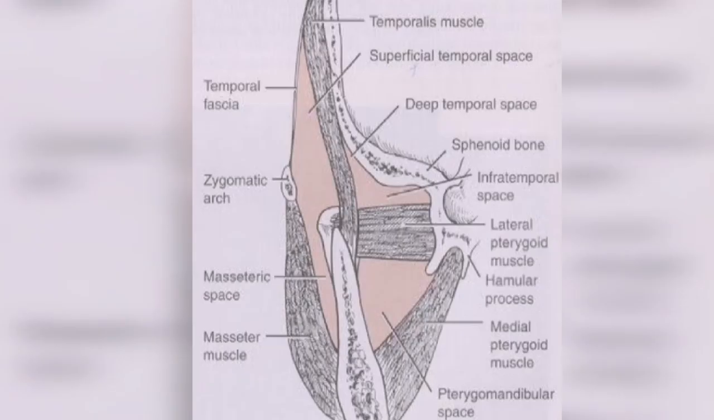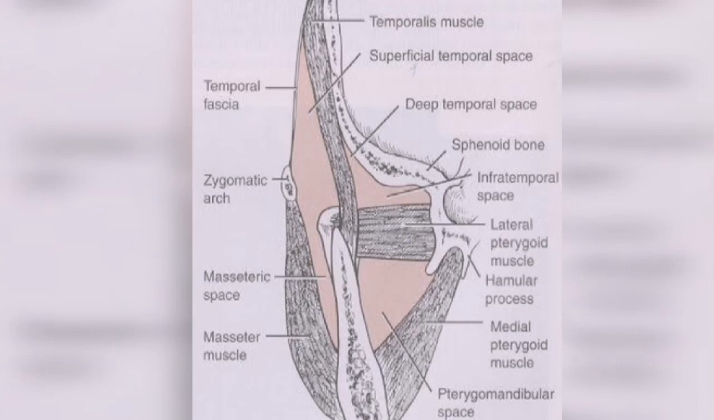Now, the masticator space. What is the masticator space? It is between two layers of the deep cervical fascia. The superficial layer covers the masseter and temporalis muscles, while the deep layer covers the medial and lateral pterygoid muscles medially. It consists of three spaces: the masseteric space, the temporal space and the pterygomandibular space.